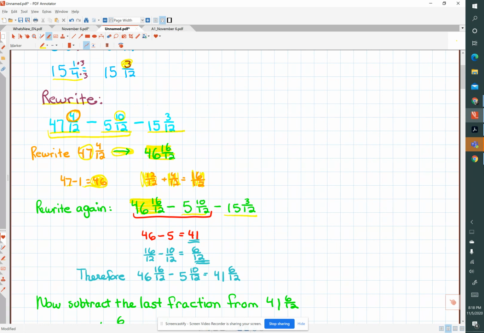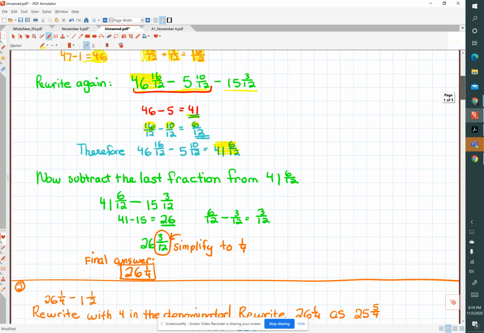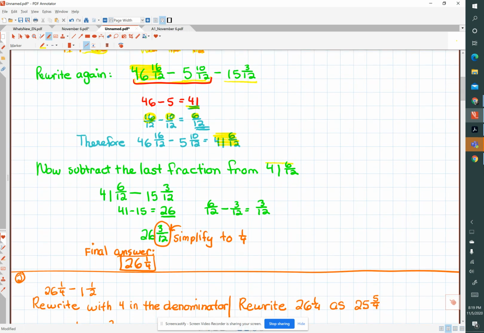Now, I can only subtract two numbers at a time here. I'll subtract 5 and 10 twelfths from 46 and 16 twelfths. So 46 minus 5 is 41. 16, I'm only subtracting numerators, right? We leave the denominator and only subtract the numerator. 16 minus 10 is 6. That gives me a final answer so far of 41 and 6 twelfths. That's only part of the way there. Now I've subtracted that final fraction, that 15 and 3 twelfths. So let's finish this up.